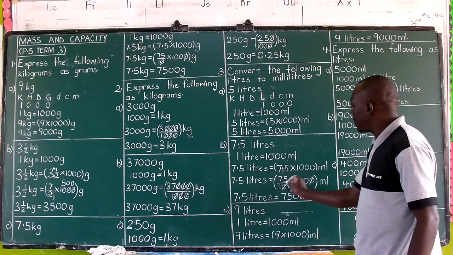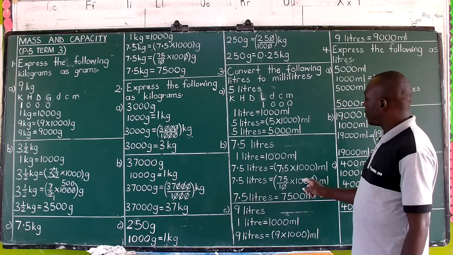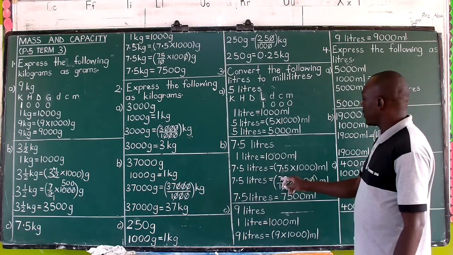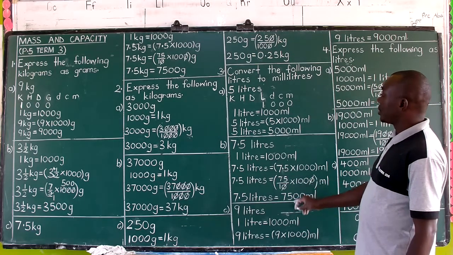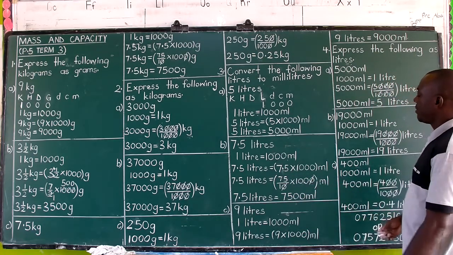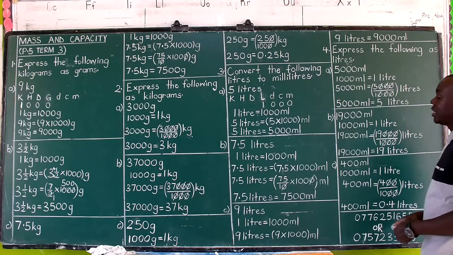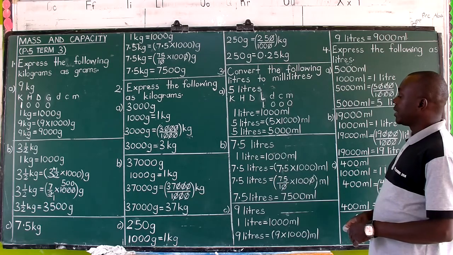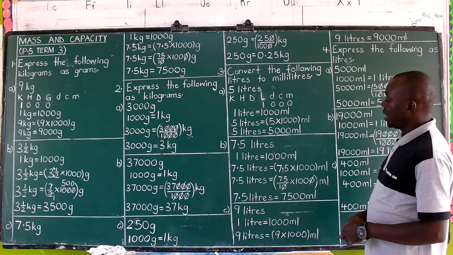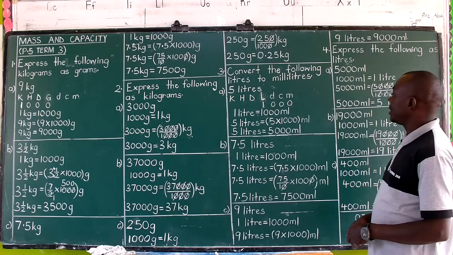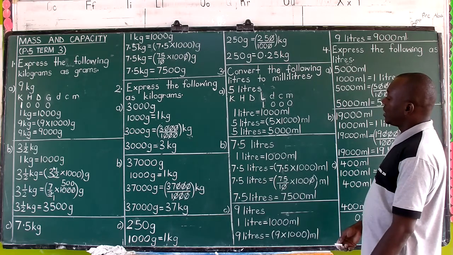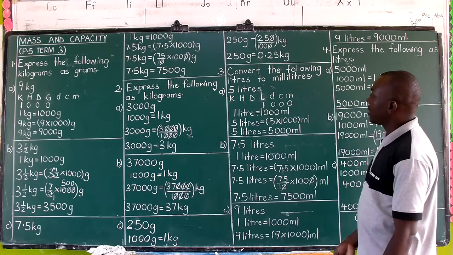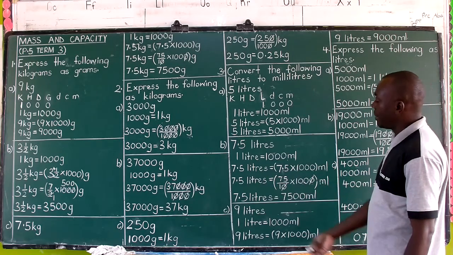So cancel by 10 and by 10, you remain 75 times 100. Where 75 times 1 is 75 and then 2 zeros, the answer is 7,500 milliliters that are contained in 7.5 liter capacity. Then part B is just emphatic. Part A is just a whole number.